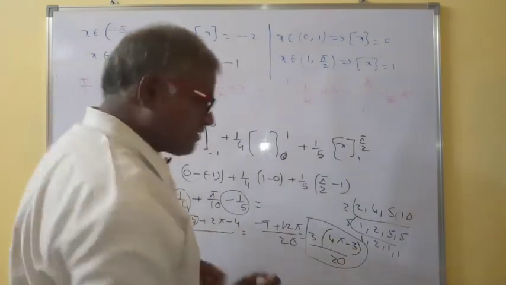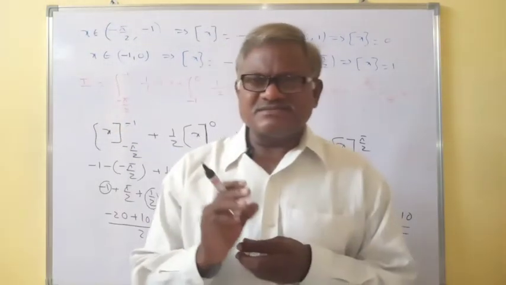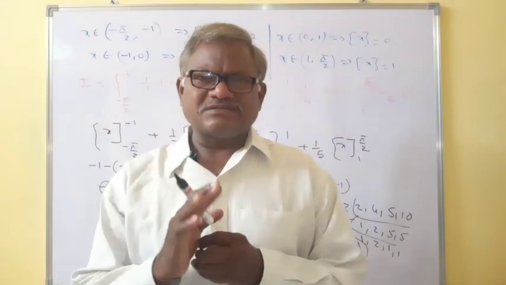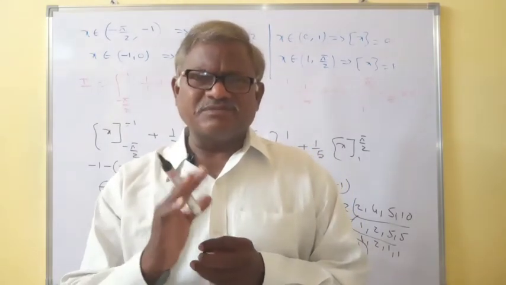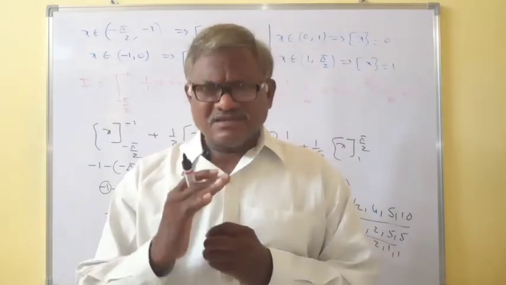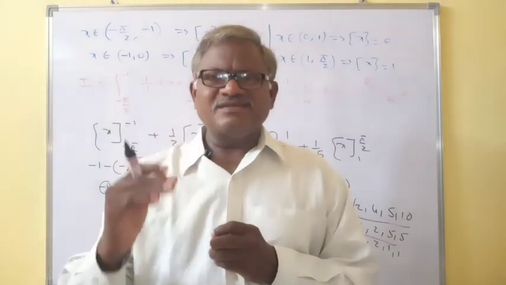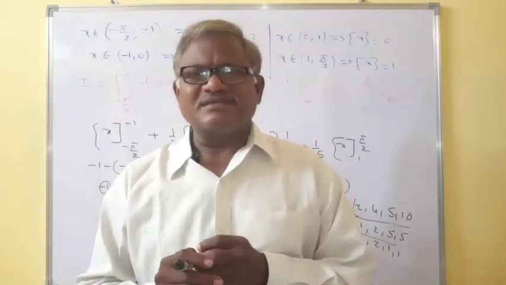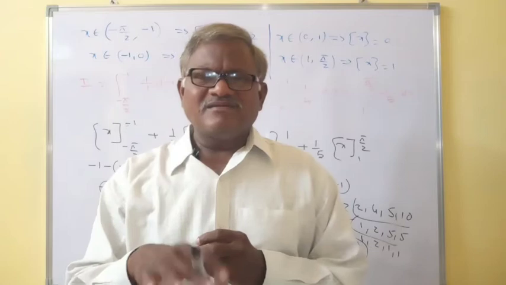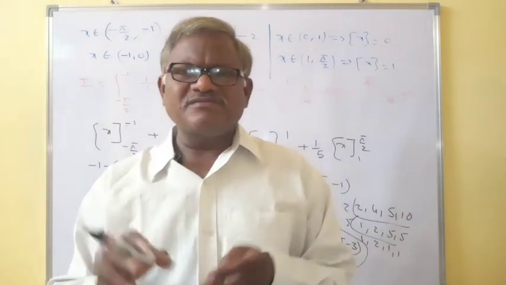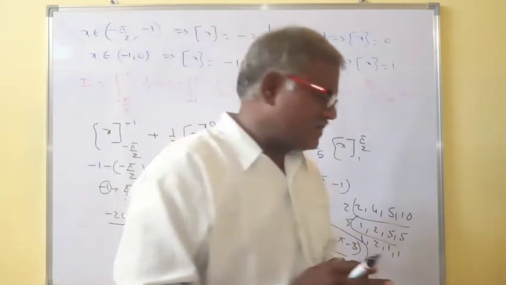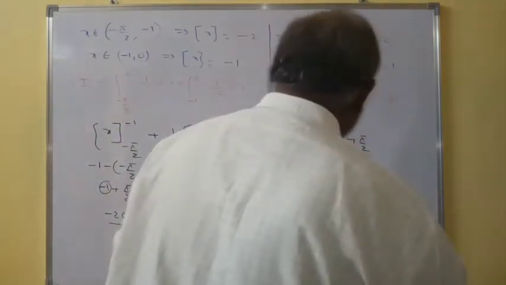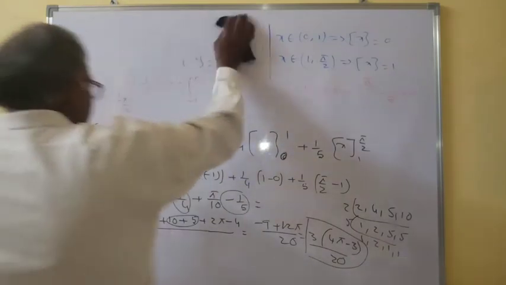Whenever trigonometric functions are there, you have to split the interval at quadrant angles. Suppose 0 to 180 is there, split into 0 to 90 and 90 to 180, or 0 to pi by 2 and pi by 2 to pi. In those intervals, what are the values? For that we have to calculate the step function. So this is the solution for the given problem.